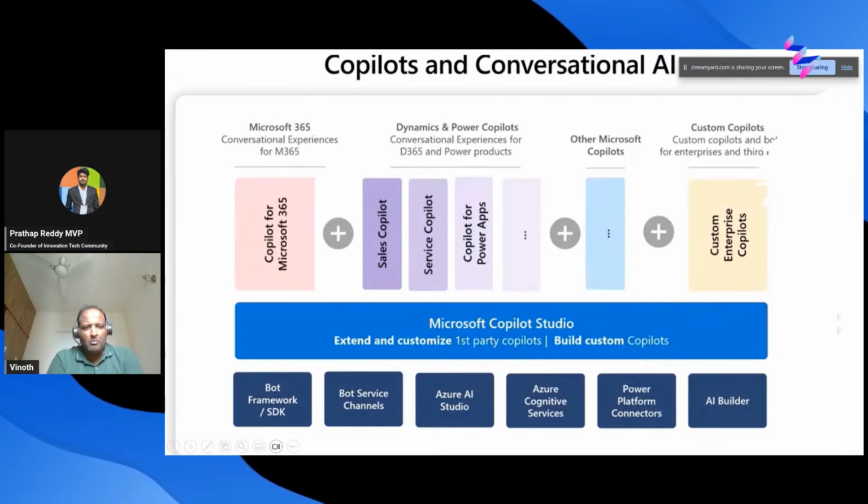The next part is the Bot Service channel. In a conversational AI application, you can integrate it into different channels, for example Facebook, Microsoft Teams, or WhatsApp. There are different channels available where you can integrate the conversational AI. In the same way you can do that with Copilot. Wherever conversational AI comes into the picture, you can do that. The same you can do with the Copilot.